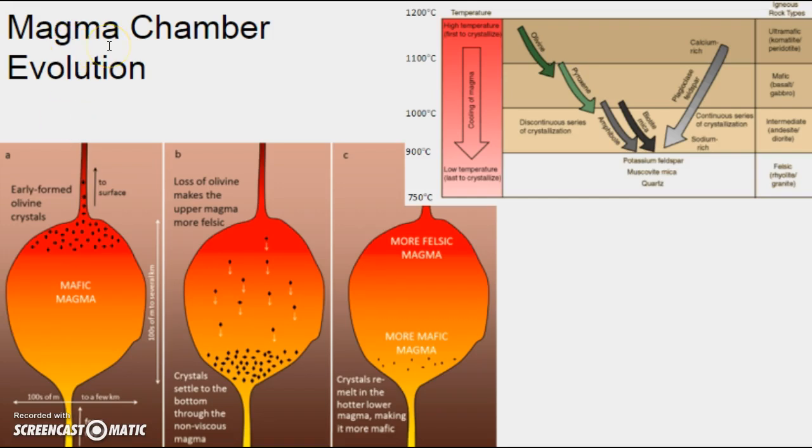So let's look at a magma chamber itself. We haven't spent a lot of time looking at it. We're simply talking about a region of liquid rock inside the earth, and we can apply Bowen's reaction series to it.